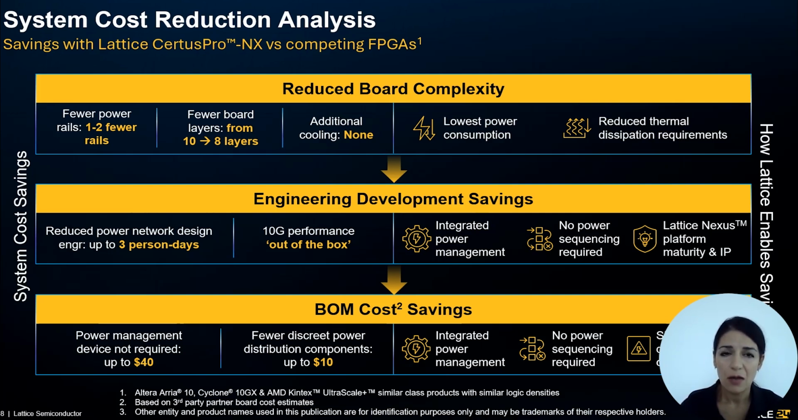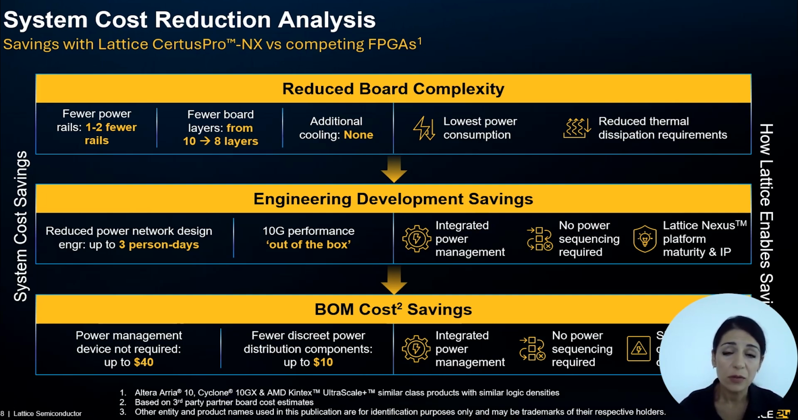Next, let's look at how engineering development cost can be lowered depending on the choices in FPGA implementation. In this study, Oregano Systems says that they can save up to 3 person days of engineering development savings based on the features and simplification offered by the FPGA they chose. This is primarily driven by the fact that they didn't have to design their own power management system. They also didn't have to worry about power sequencing requirements.